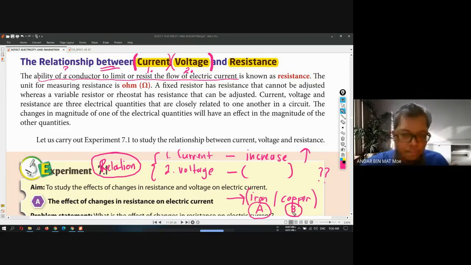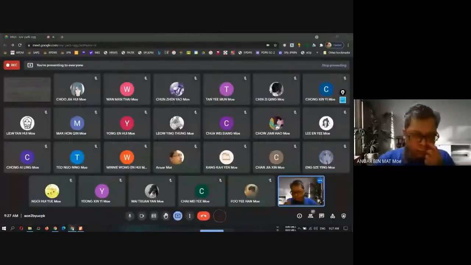Is it iron or copper? The flow of electricity, meaning the flow of current, has less resistance. Less resistant. Copper. Is it iron or copper? Anybody? You try to guess, Nabiman. Is it iron or copper? Yes? Copper. Yes, copper. That's why I will try to show you the picture.